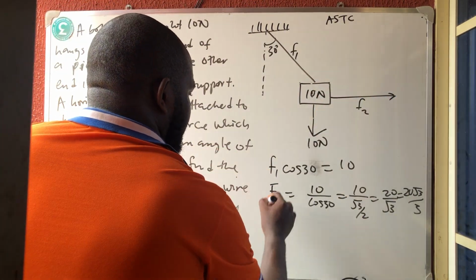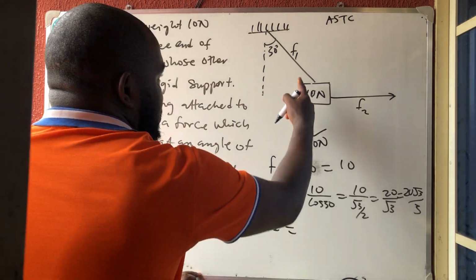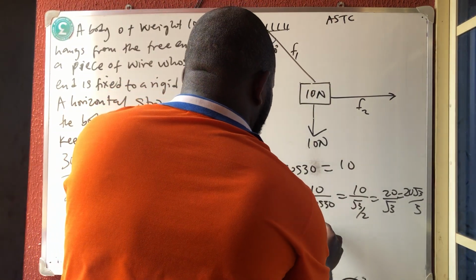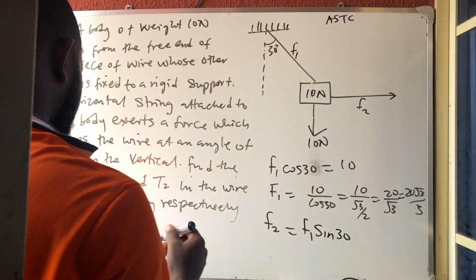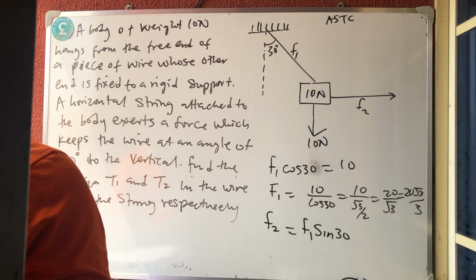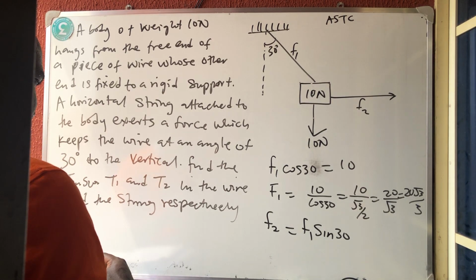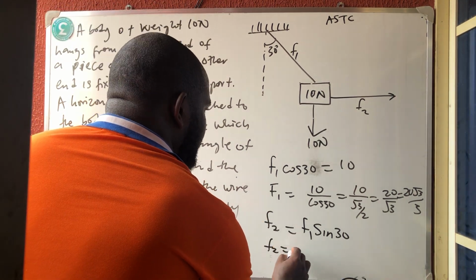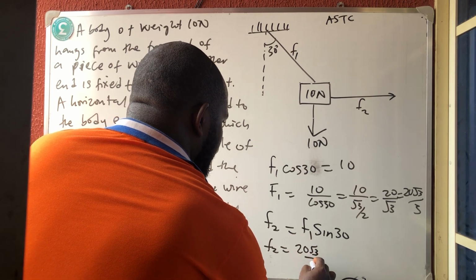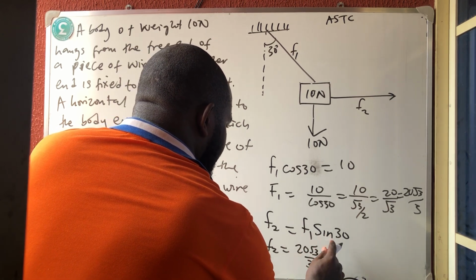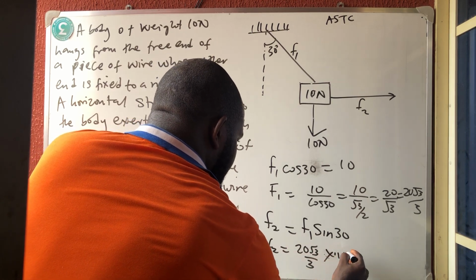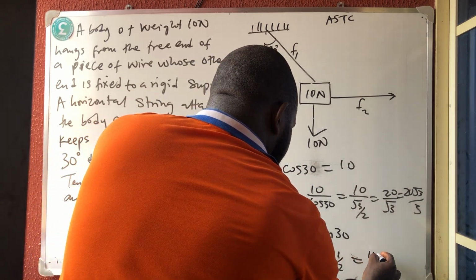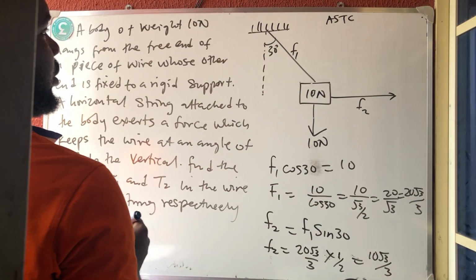So the force F2 should be equal to what? Resolving this one like this, F1, since it's a wave, it should be sine. F1 sine 30. So F2 is equal to my F1, which is 20 root 3 over 3, times sine 30, which is 1 over 2. So I'm having 10 root 3 over 3.